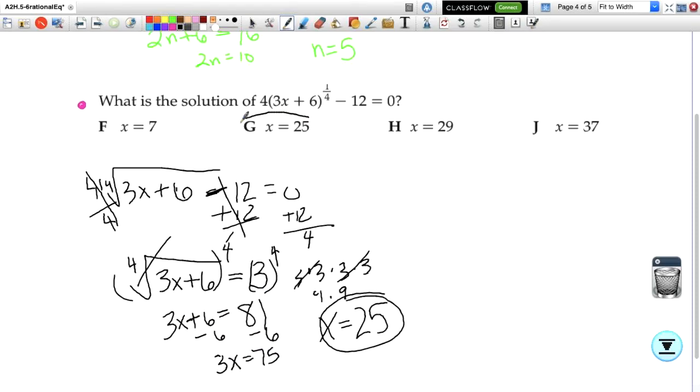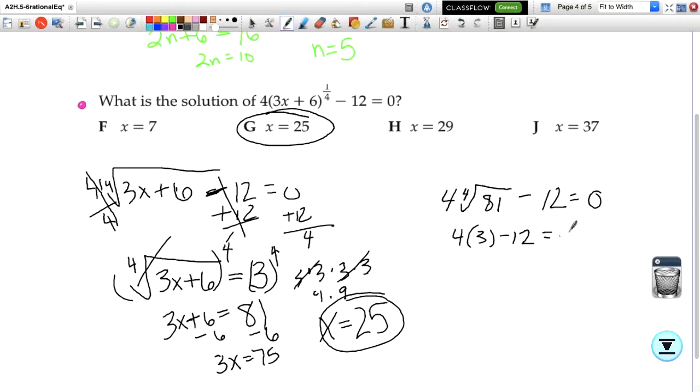All right, so I ended up with x equals 25. I can double check that that works. 25, if I plug it in here, times 3 is 75. 75 plus 6 is 81. So right now I'm thinking, if I'm checking it, I have 4 times the 4th root of 81. So what number times itself 4 times equals 81? I know because I did it over here that 3 to the 4th power is 9 times 9, which is 81. And so I know this is going to equal 3. So I currently have 4 times 3 minus 12 equals 0. And obviously 4 times 3 is 12. 12 minus 12 is equal to 0. 25 works, okay? And so that's how we're going to handle these fractional exponents.